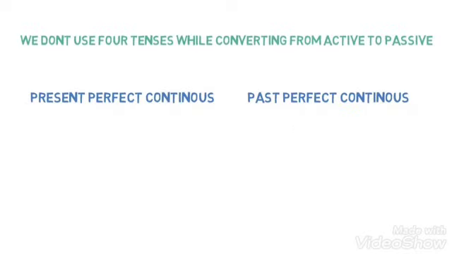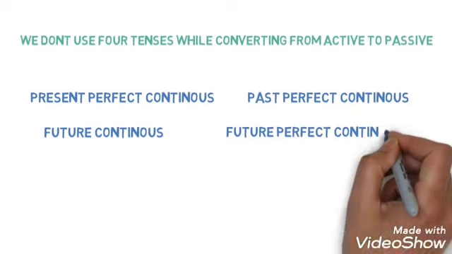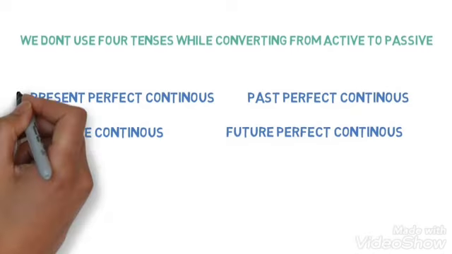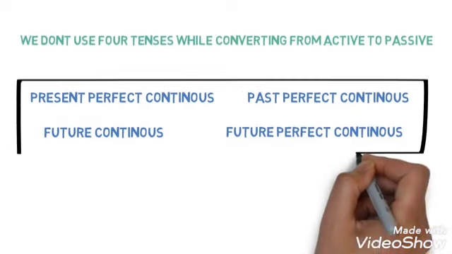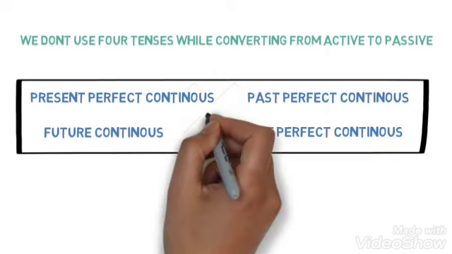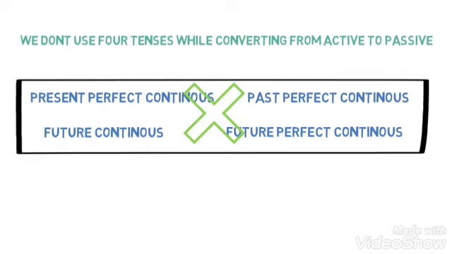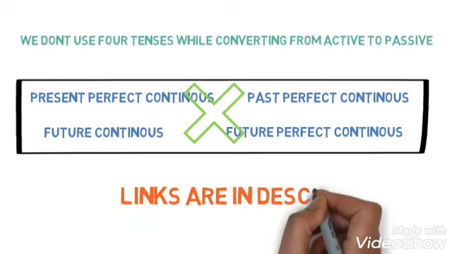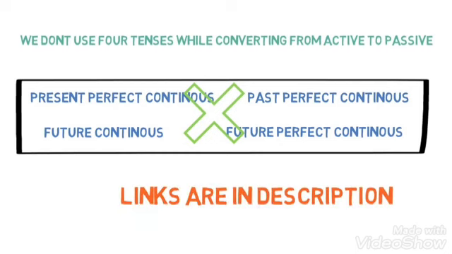The important thing is we don't use four tenses while converting from active to passive: present perfect continuous, past perfect continuous, future continuous, and future perfect continuous. Let's go one by one and learn how you have to convert active to passive.